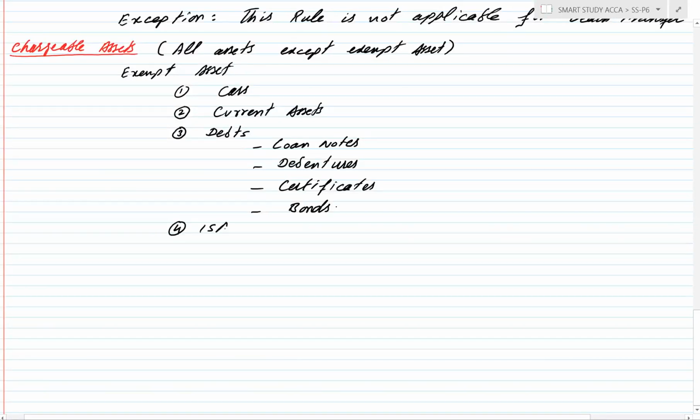Next one, ISA. ISA is basically a bank account, individual saving account, and any returns received from this account is exempt from CGT. So for example, if you have deposited your money in this bank account, obviously bank is going to invest your money in non-current assets, and bank is going to give you a share on disposal of those assets. So in simple words, whenever the word ISA will be used, any return received from this ISA account will be exempt.